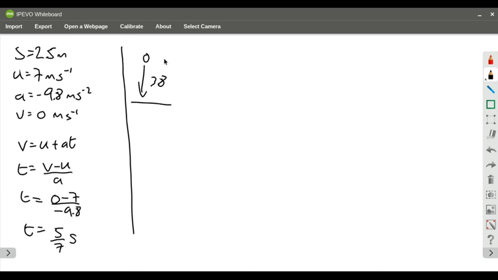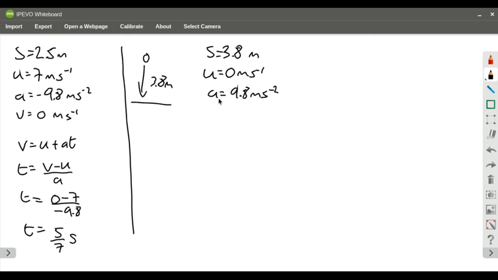Okay, so in this situation, I have a distance of 3.8 meters. I have an initial velocity of 0 meters per second. I have an acceleration of 9.8 meters per second squared. Now, they're both pointing in the same direction. That's why over here it was negative because it was slowing it down. And here now it's positive because they're working together.